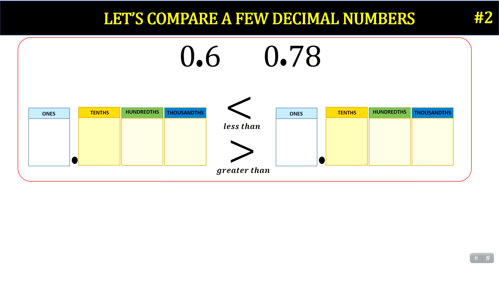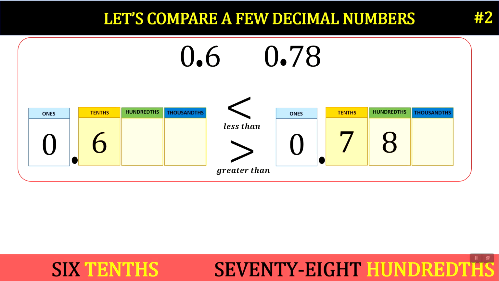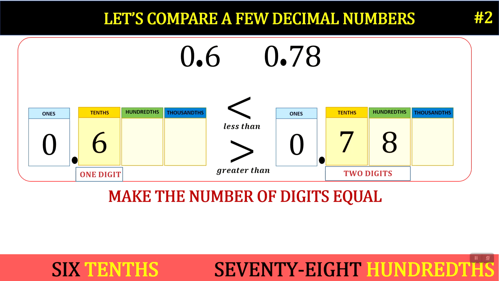Let's look at the second question, 0.6 and 0.78. Again, we write them in the place value chart, 0.6 and 0.78. Again, we can see this is 6 tenths and this is 78 hundredths. But this has 1 digit and this has 2 digits. We need both of them to have 2 digits. We need to make the number of digits equal. And so we place a 0 in the hundredths column to make this 2 digits now.